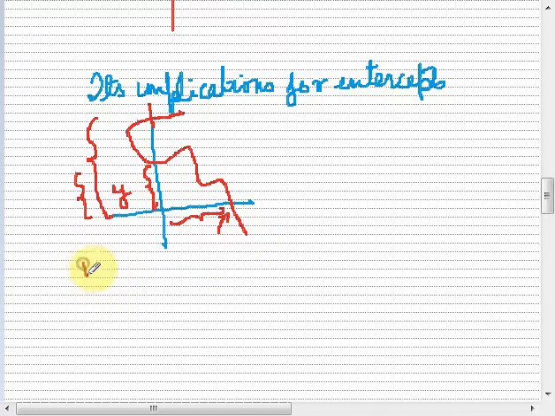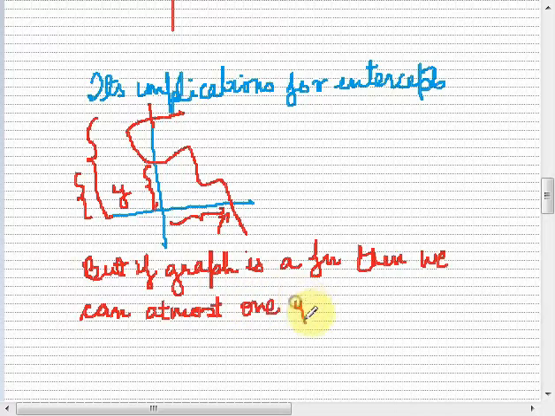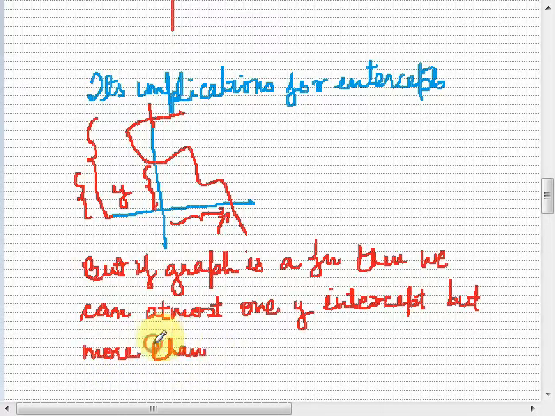But if the graph is a function, then we can have at most one y-intercept, but more than one x-intercepts are possible.